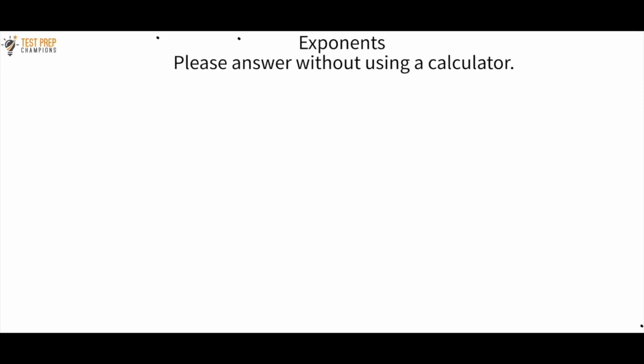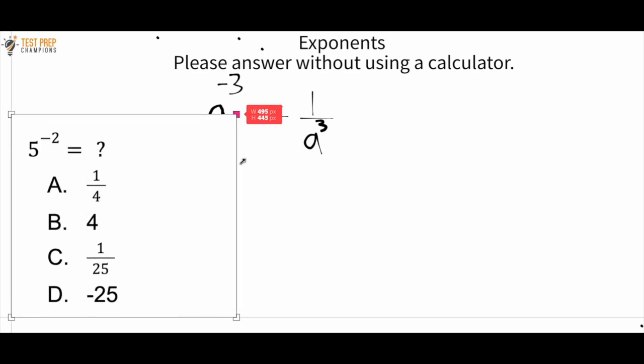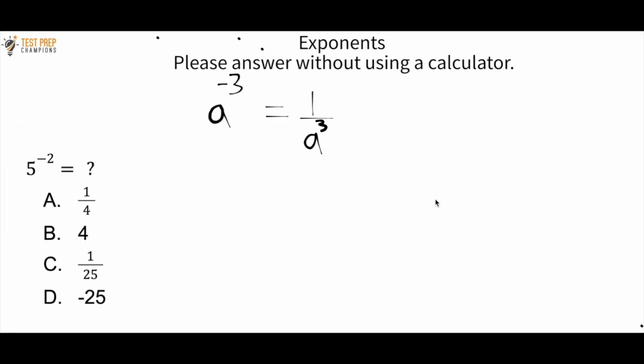So here's another exponent rule to know. And this one is that whenever I have a base raised to a negative exponent, I can rewrite it as 1 over that same base, with the same exponent, but the exponent is positive. So let me give you a practice example now, and I'd like you to practice this one without using your calculator. And the example is 5 raised to the negative 2. Does it equal A, B, C, or D?